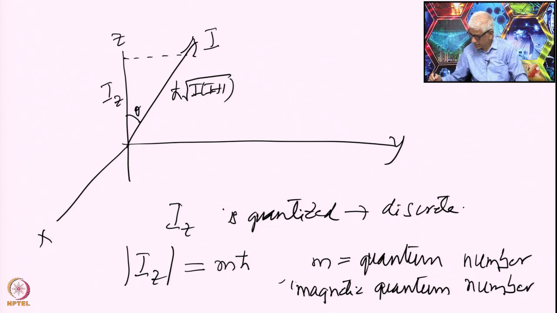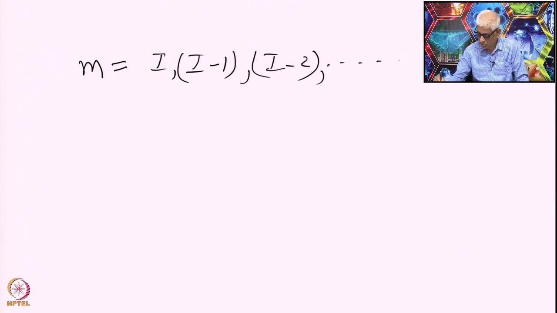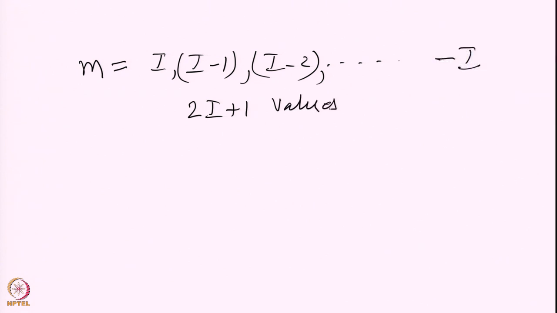And what values can it take? It can take a certain number of values. It can take values m equal to I, I minus 1, I minus 2, and so on up to minus I. That means it can take 2I plus 1 values. So, in other words, if we have a nucleus which has a spin of I in the ground state, nuclear spin I, it can have 2I plus 1 orientations in space.